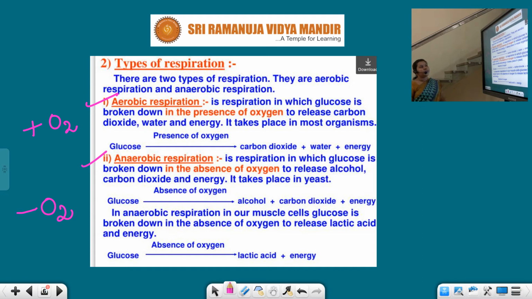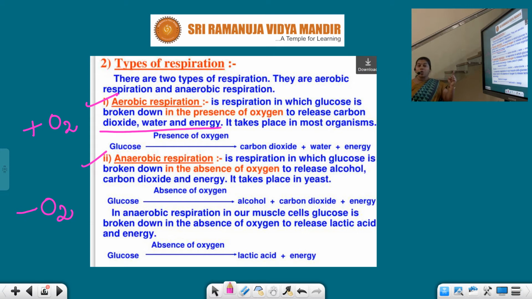Aerobic respiration is the respiration in which glucose is broken down in the presence of oxygen to release carbon dioxide, water and energy. It takes place in most of the organisms. Generally in all organisms we can see this type of respiration. Here the glucose molecule breaks down in the presence of oxygen and liberates carbon dioxide, water and energy.